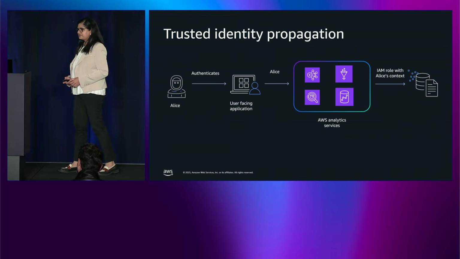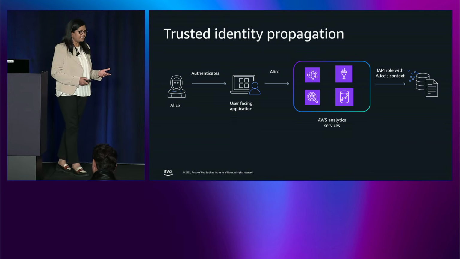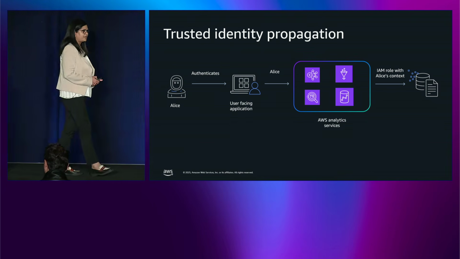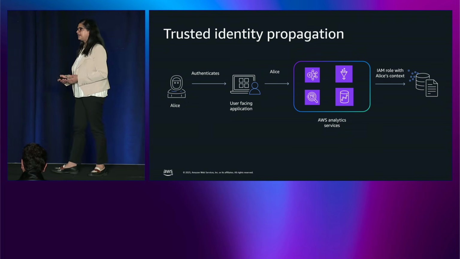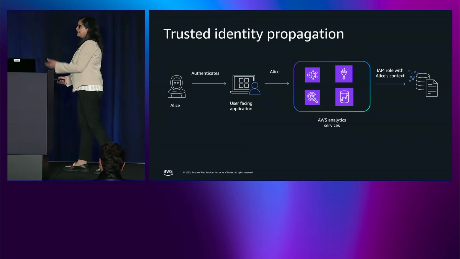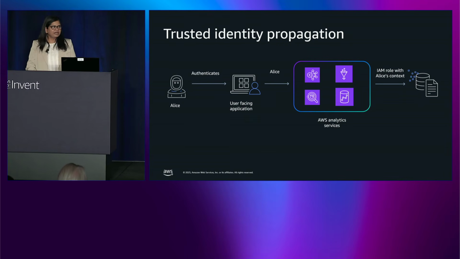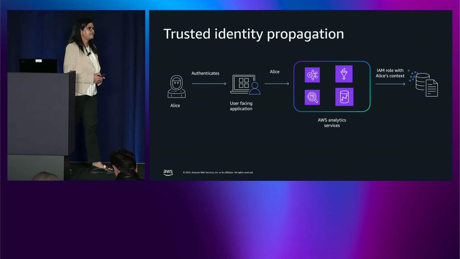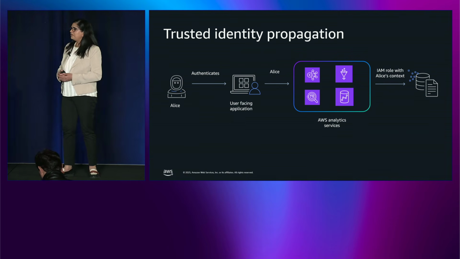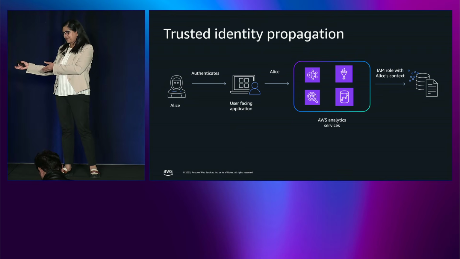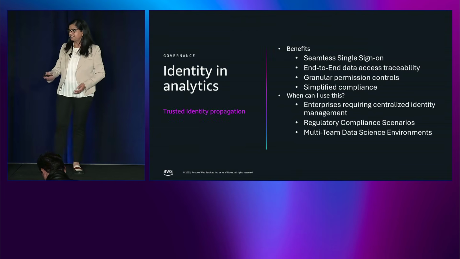So here is how it works. You have a user, Alice, who is authenticating herself into a user-facing application, and this can be your SageMaker Unified Studio or a custom portal that you have built, and you can integrate that custom portal with IDC and have your users authenticate to that custom portal. And now that custom portal can work with our analytic engines such as EMR, Athena, Redshift, or AWS Glue, and be able to pass Alice's identity to these analytic services, and the analytic services can access data using Alice's credentials.